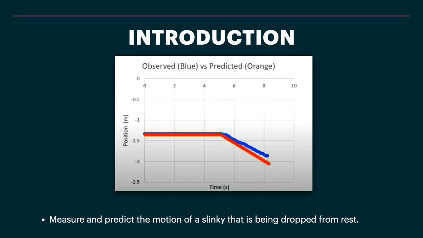Here's the introduction. The blue line is for the observed motion calculated by the Tracker app, whereas the predicted line, the orange, is calculated by our GlowScript code.